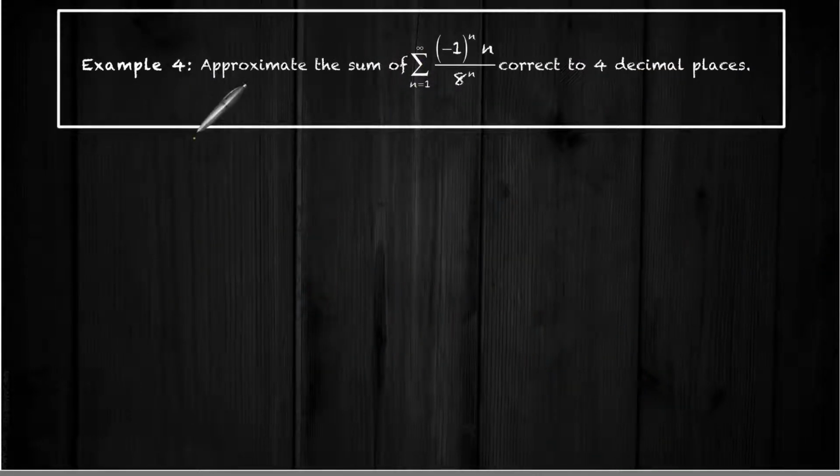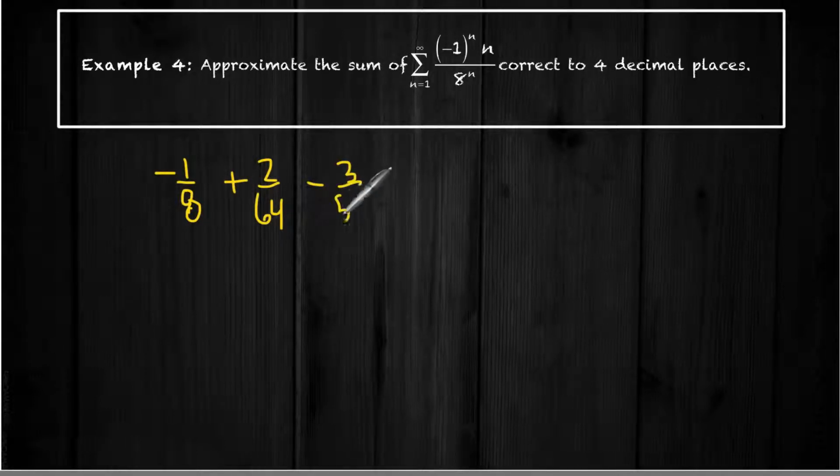All right, in this last example, it says approximate the sum of this series correct to 4 decimal places. So let's just start writing out some terms, and we're going to assume that this is a convergent alternating series. So when n is 1, and you will need your calculator for this, unless you feel like doing a lot of heavy math. When n is 1, you have negative 1 to the first, which is negative 1 times 1 over 8. So that's going to be negative 1/8. And so when n is 2, you get 2 over 64 positive. When n is 3, you get minus 3 over 512.